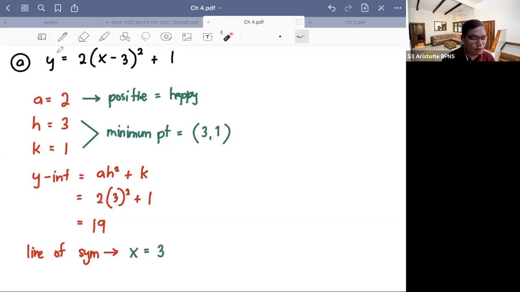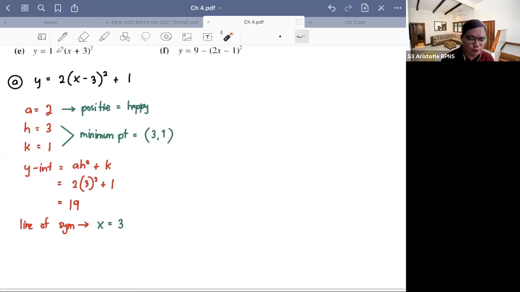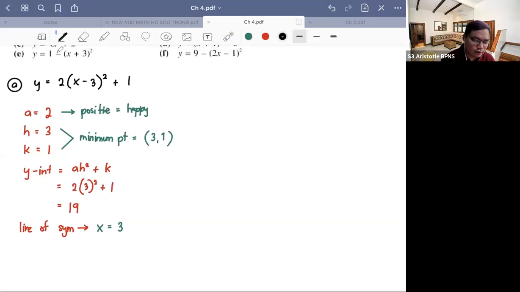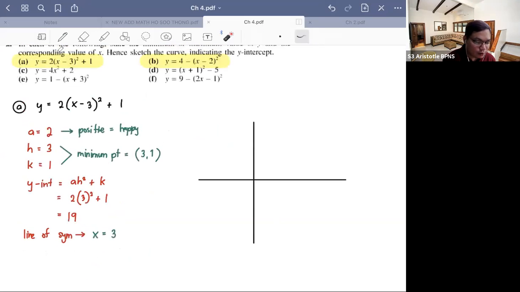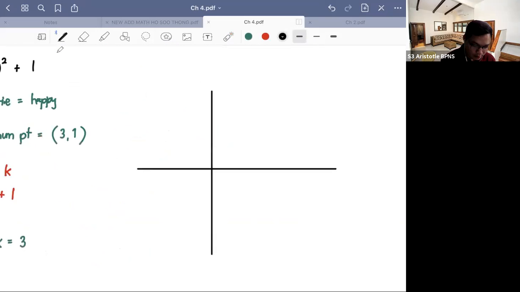All right, so how do we draw this? Okay, you don't have to use graph paper here. Just make a rough sketch, indicating all coordinates given there. So again, you start with the tip or the minimum point (3, 1). So let me just mark 1, 2, 3.